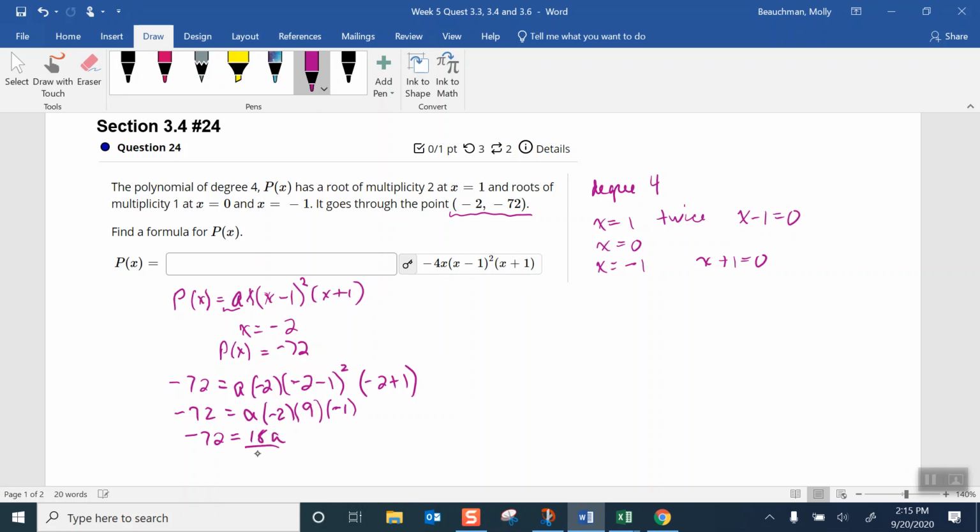Divide both sides by 18. 72 divided by 18, a is equal to -4, and that's where this value comes from. So our solution is -4 times x times x minus 1 squared times x plus 1.